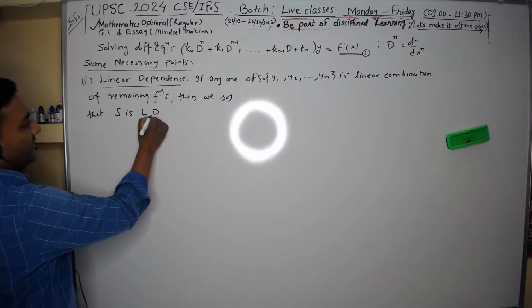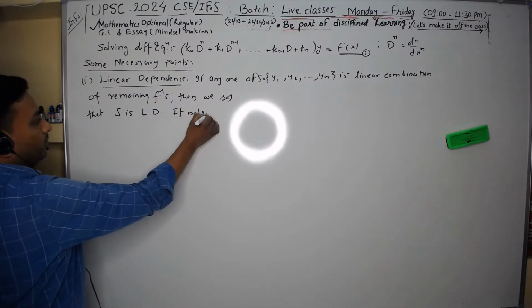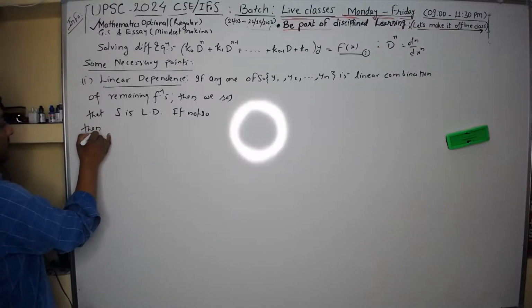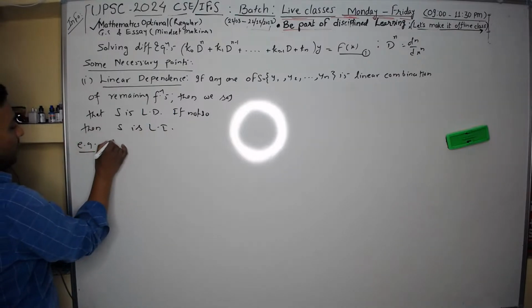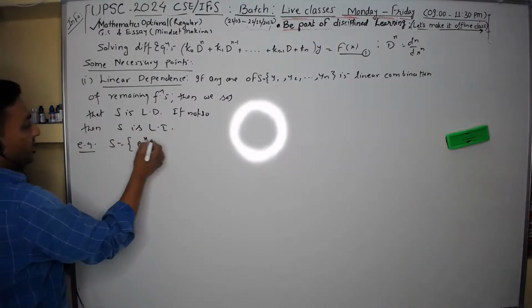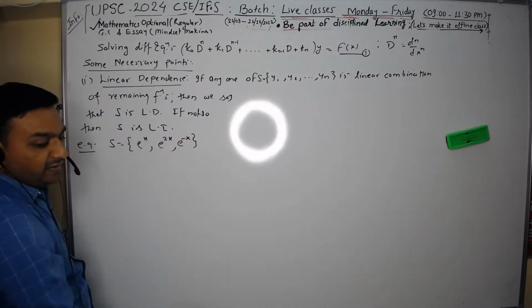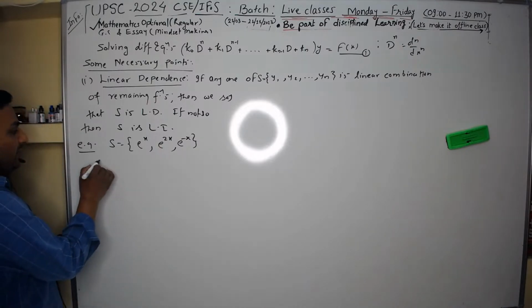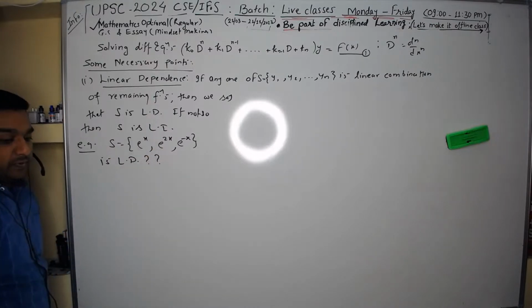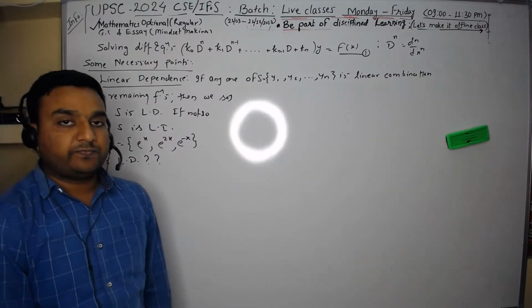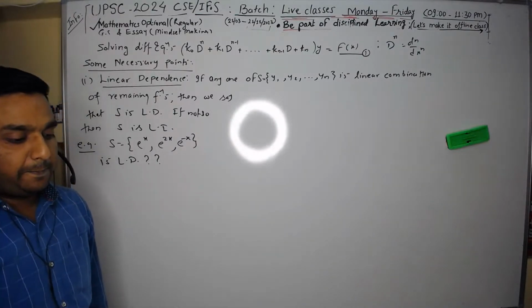Then we say S is linearly dependent, and if not so, then S is said to be LI. For example, if I take S as the set e raised to the power x, e raised to the power 2x, and e raised to the power minus x. Tell me, S is LD or LI? Tell me please in the chat section, please reply. S is LD or LI?